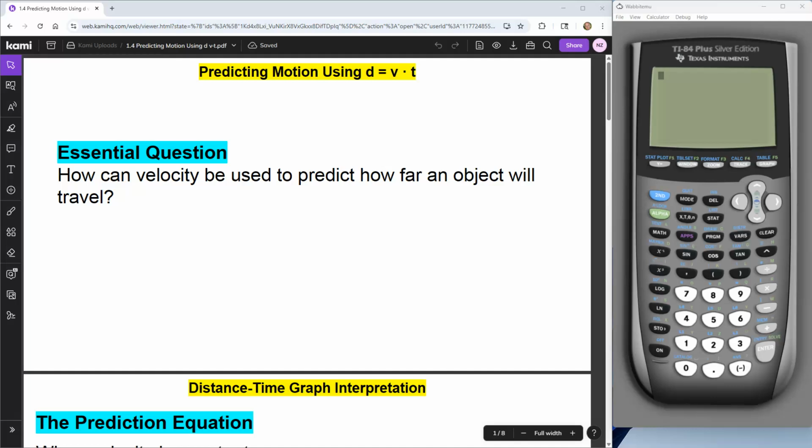In this video, we'll be predicting motion using the equation distance equals velocity times time. And we'll answer the essential question: how can velocity be used to predict how far an object will travel?